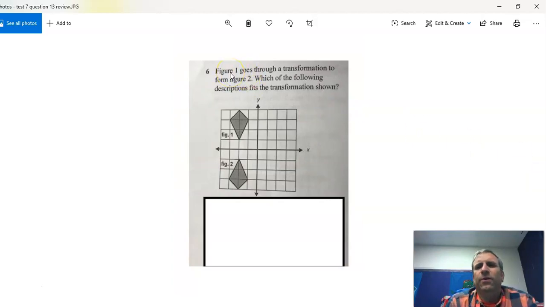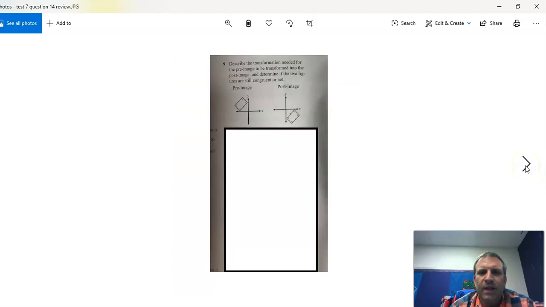Figure 1 goes through a transformation to form figure 2. So how would you describe it? Obviously it is reflected, but how is it reflected? Describe the transformation needed for the pre-image to be transformed into the post-image, that one right there. Something took place, and how did it happen?